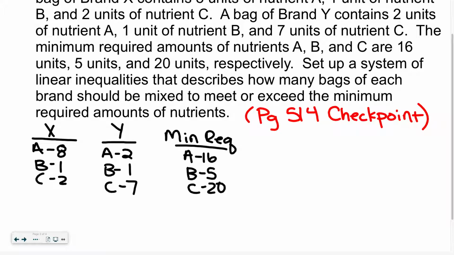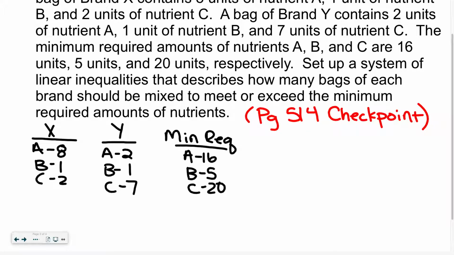I also saw some people who wrote, I'll do it over here on the side board. Some people just wrote brand X, and said that has 8A, 1B, and 2C in it, or they wrote out units and things like that. I did see also something like this: 8A plus 1B plus 2C.